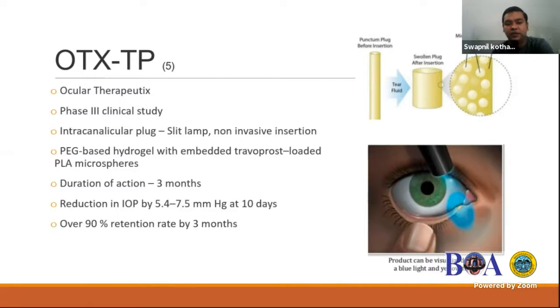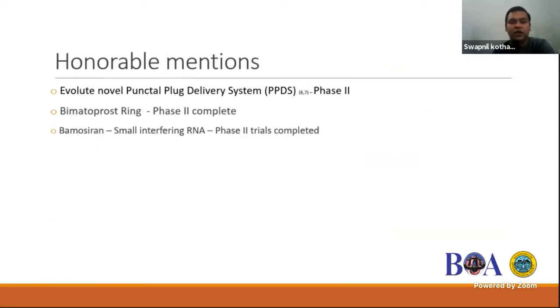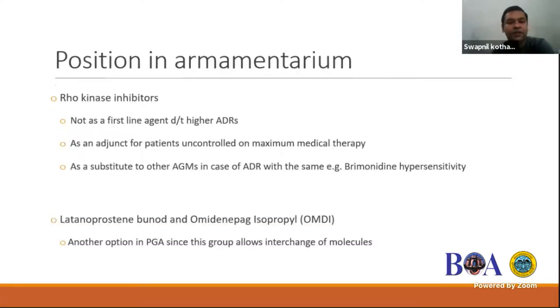This is a PEG-based hydrogel with embedded travoprost-loaded microspheres, and duration of action is approximately 3 months. Other honorable mentions are bimatoprost and bamosiran, which is a small interfering RNA, phase 2 trial completed drop.